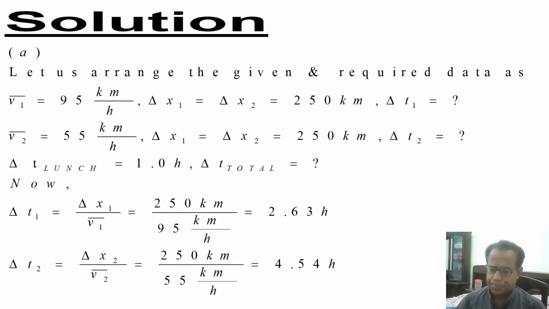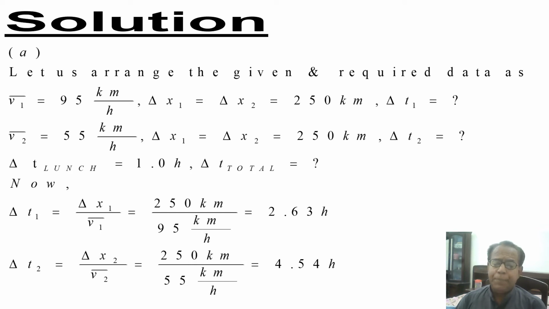Because only velocity varies, the distance in both cases is the same. 250 kilometers for onward motion and 250 kilometers for backward motion. While delta t1 is to be determined.